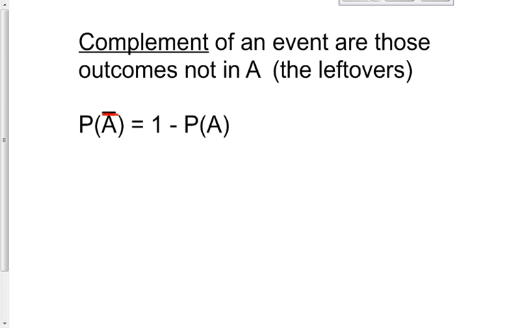1 here represents the whole. So remember with probability, we're talking about percents and decimals. The highest you could ever get is 100%. 100%, if I move my decimal 2 spots, is the number 1. So this 1 right here refers to the whole. And if I could figure out the complement, I'll do the whole minus whatever the probability is that I'm looking for. So it's the leftovers.